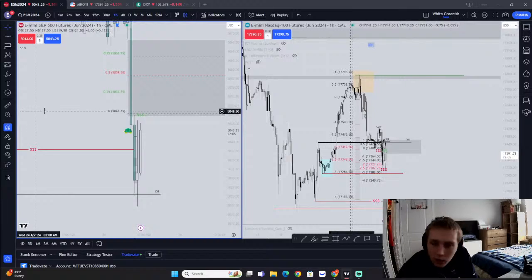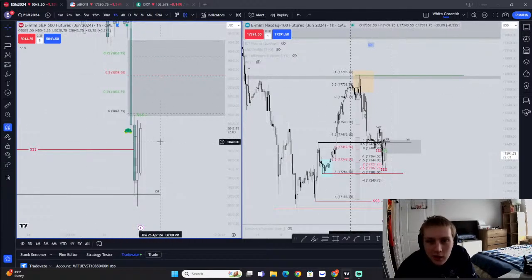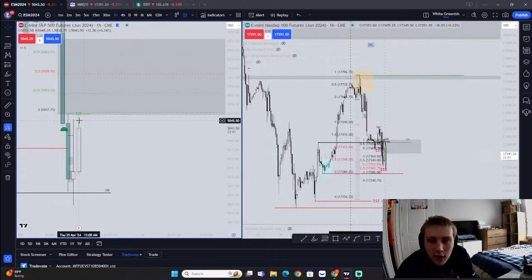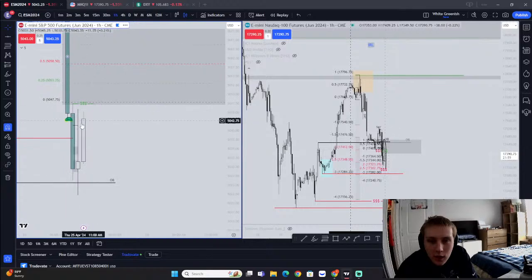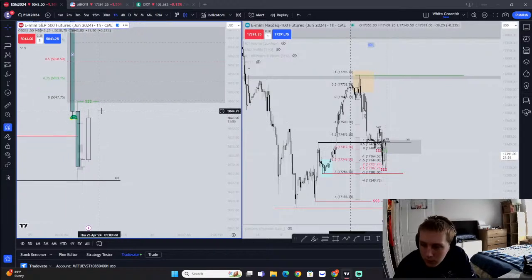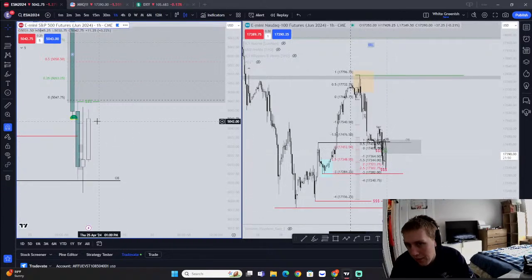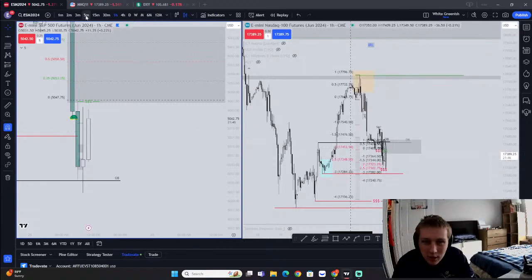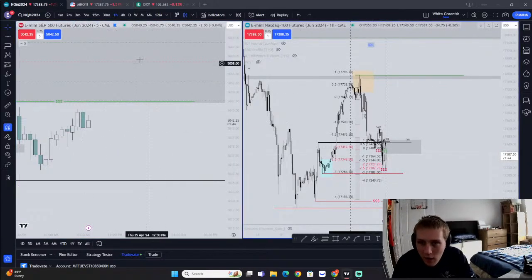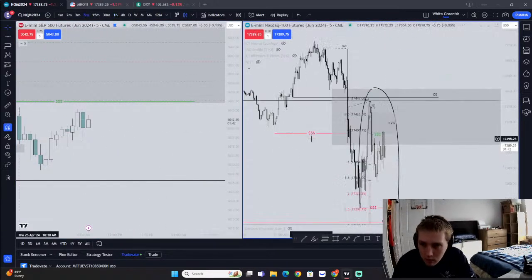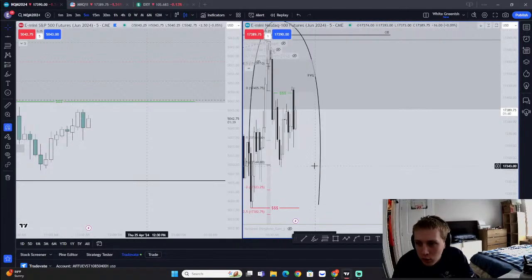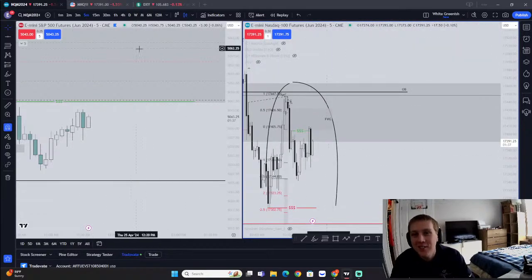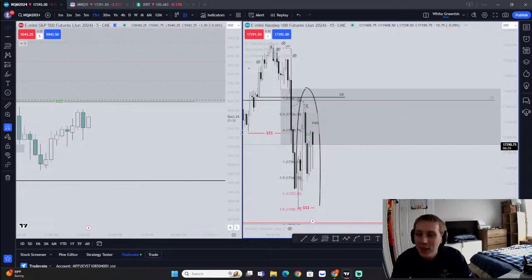Maybe turtle soup now? I think I'm gonna go off the fact that ES just wants to deliver to the hourly fair value gap. So I think this likely will be a PM setup, not an AM setup. So I took a loss. Was it necessarily bad? No, I don't think it was a bad trade, honestly. I think it was a good trade. There's always gonna be more opportunities, so I'm not tripping.